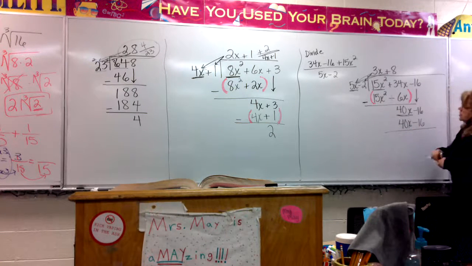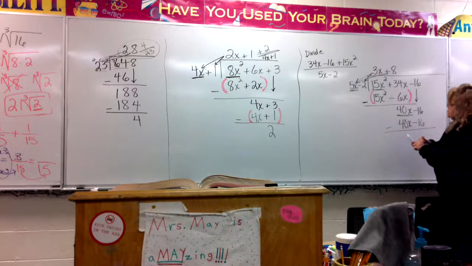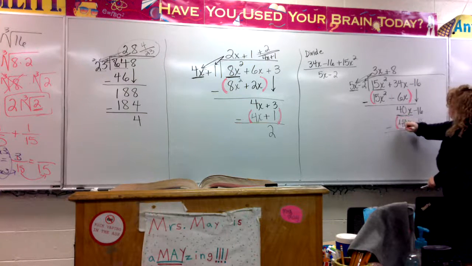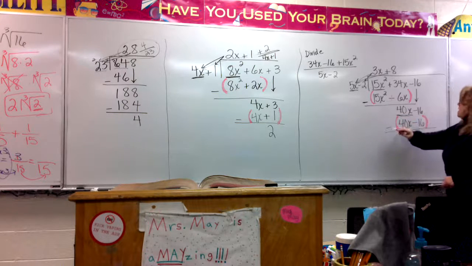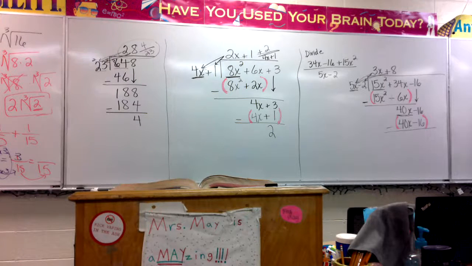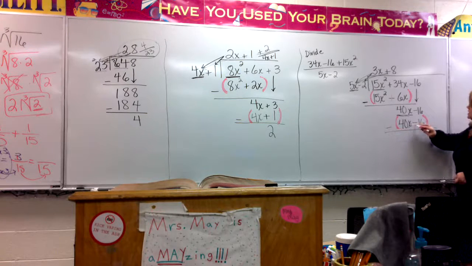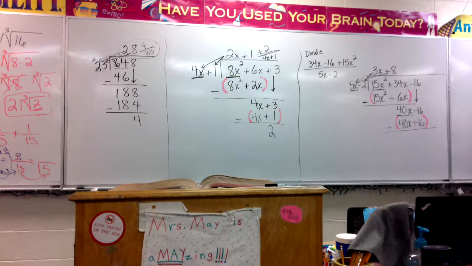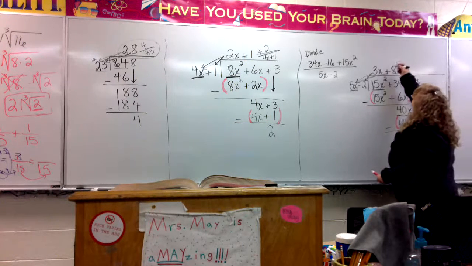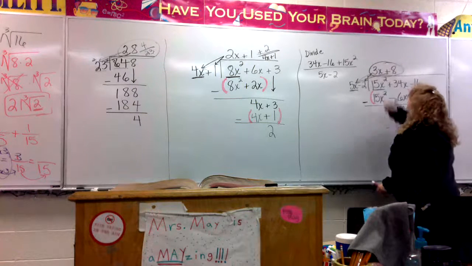And we're going to subtract. And be careful because we're going to subtract this whole thing. 40x, take away 40x, goes away. Negative 16, and I'm subtracting negative. Again, subtract negative. So that's like plus then, isn't it? What do you get? Negative and positive. 0. There's no remainder for this one. Is that okay? You can have some that come out even. So this up here, that would just be your answer.